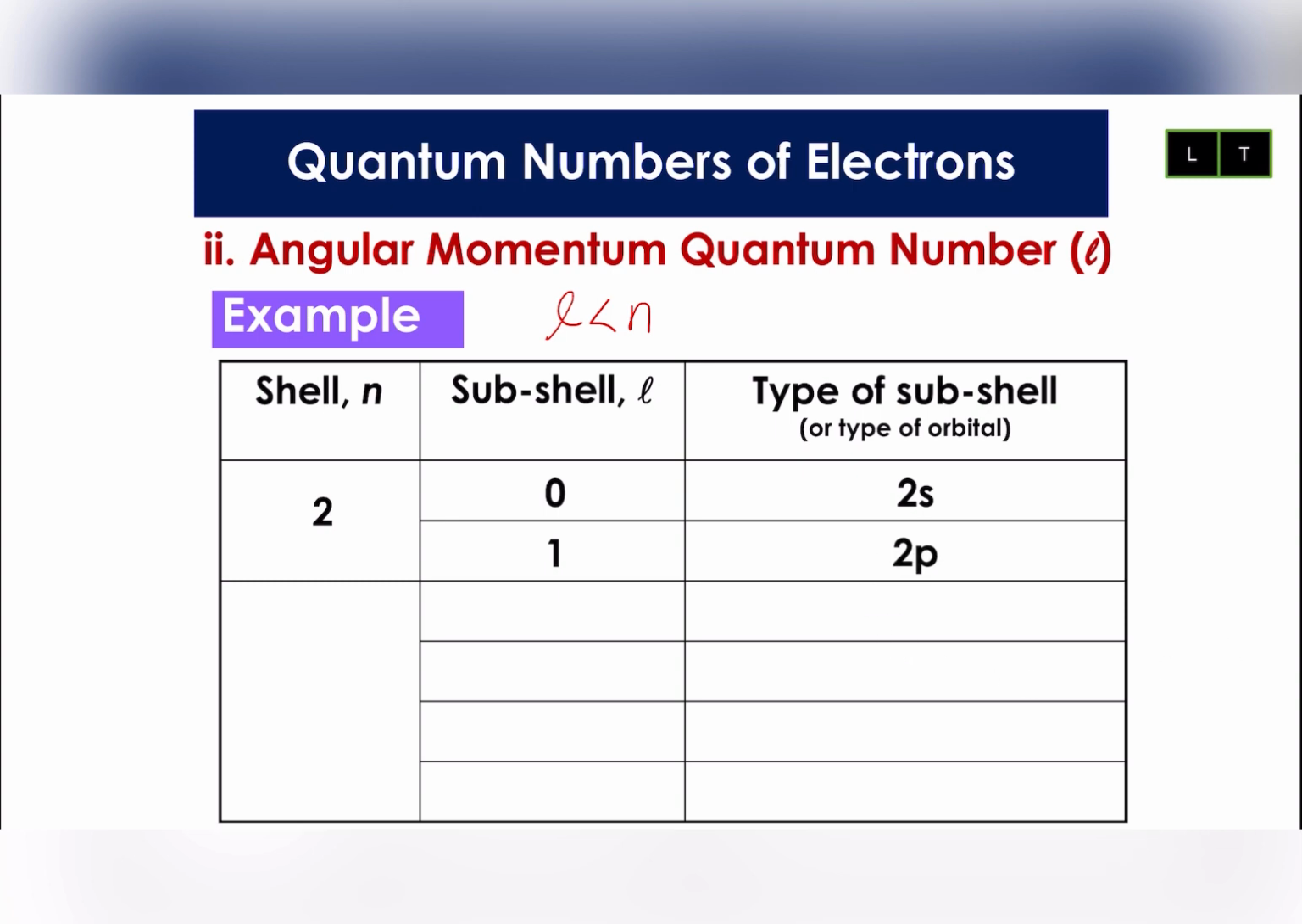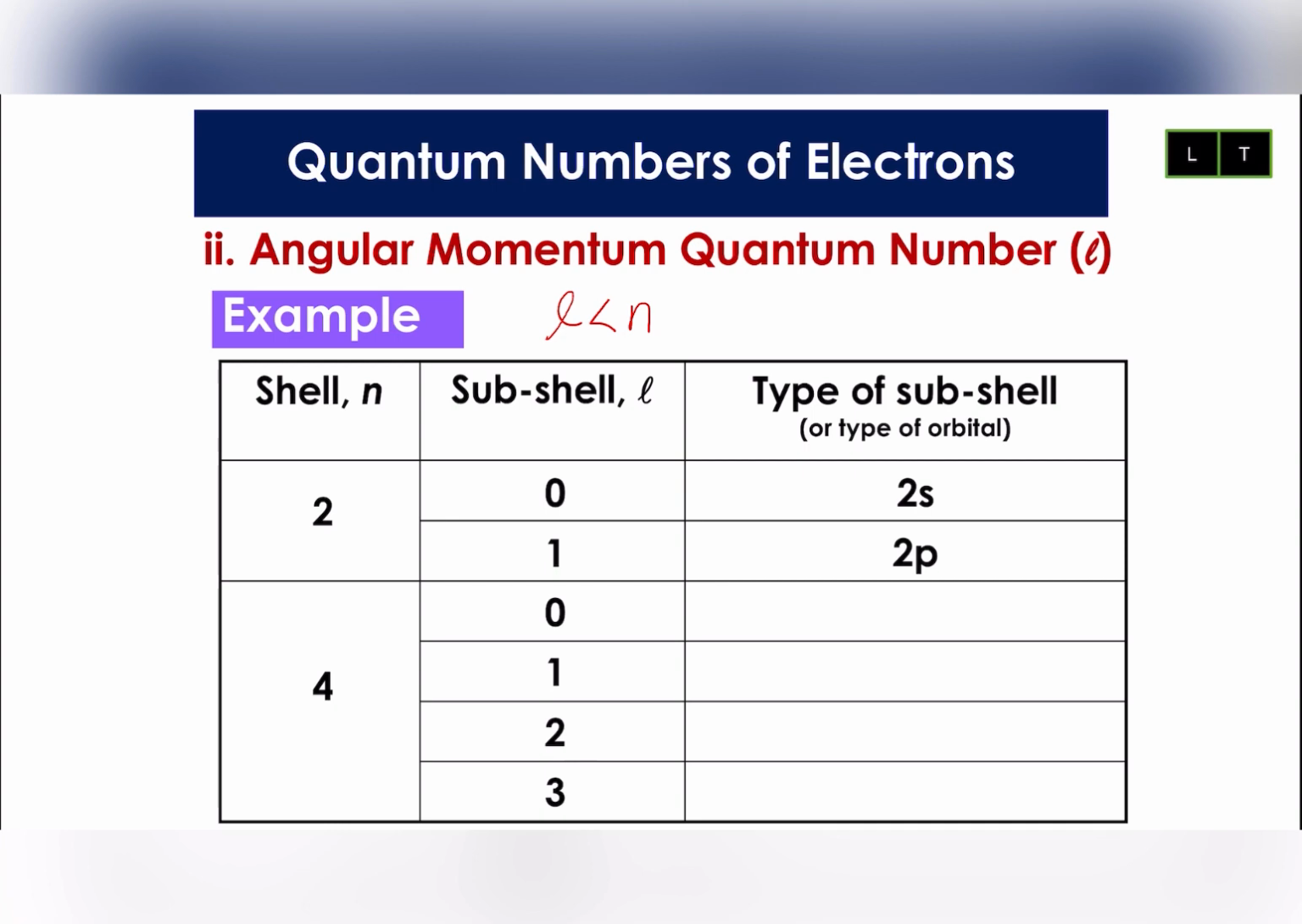For example, I give you n equals to 4. So same goes, L must be less than n. So you have 4 different values for L. And if I want to describe based on the type of subshell, I know all of these values for L, there is a specific symbol for the orbital.